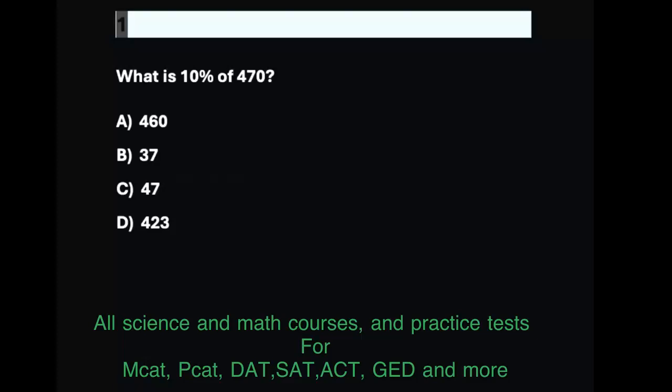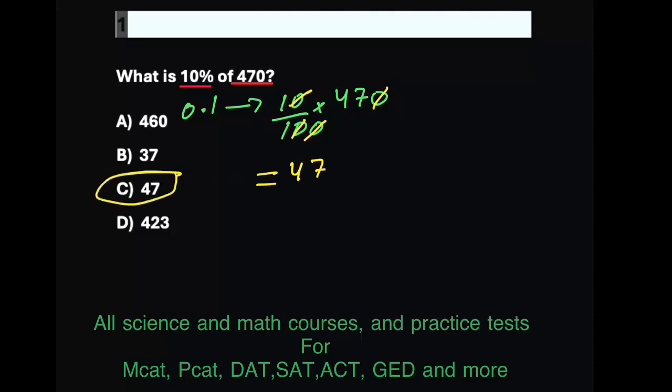This is the SAT test, and it's the math section. It has 27 questions. So this is the first question. 10% is 0.1. We can write it in this form, and we're going to multiply that by this number. So 10 over 100 times 47. This 0 and this 0 will cancel out, and this 0 and this 0 will cancel out. And we are left with 4.7.